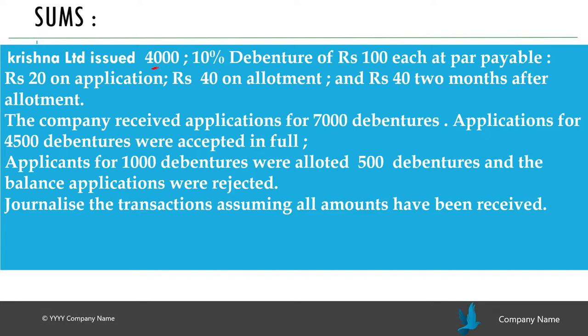Here it's been given that Krishna Limited issued 4,000 debentures of rupees 100 each at par, payable as rupees 20 with application, 40 with allotment, and the rest 40 with first and final call. That is 20, 40 and 40. The company received applications for 7,000 debentures. You can notice here the company was supposed to issue only 4,000 debentures, but received the money for 7,000 debentures. So here there is an extra receipt of 3,000 debentures, and this is the case of oversubscription.